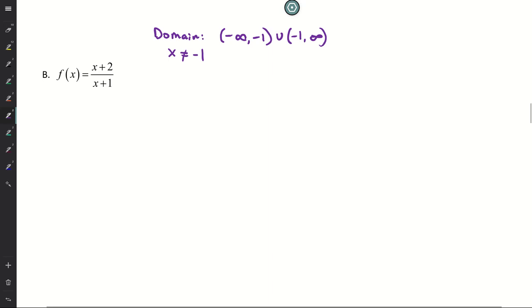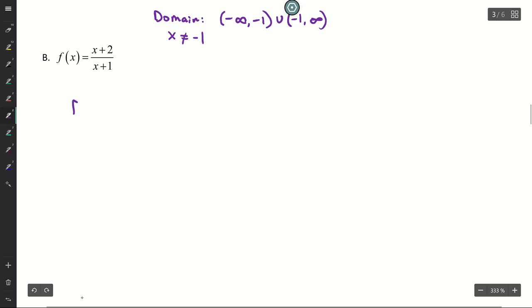Okay, so then you want to find critical numbers. To find critical numbers, we need to take a derivative. So f prime of x, because this is a quotient, we're going to use the quotient rule. Quotient rule says keep the denominator, and then take the derivative of the top, which would just be 1, and then minus, keep the top, and then take the derivative of the bottom, which in this case is also 1, and then all of that is over the denominator squared.